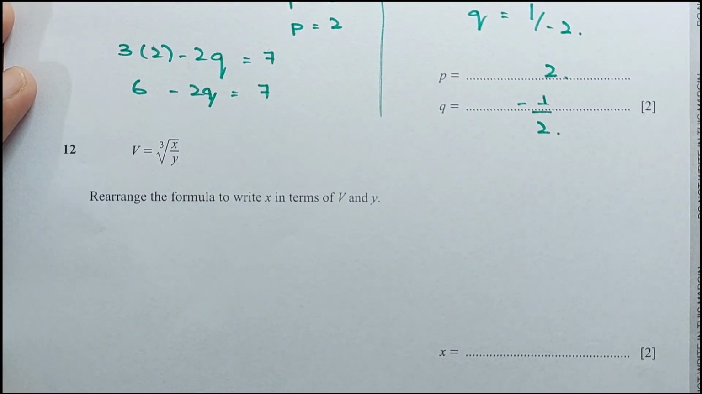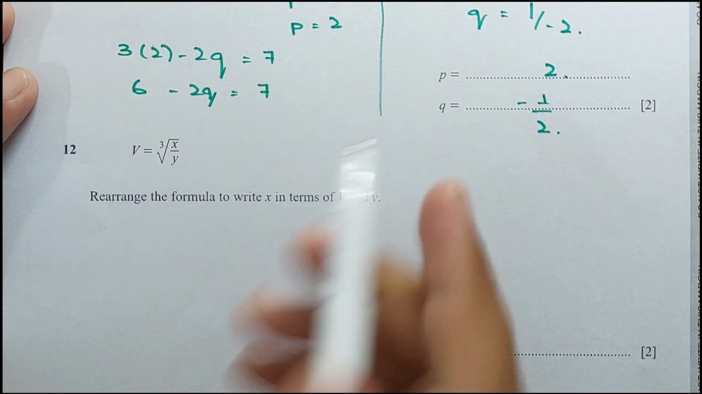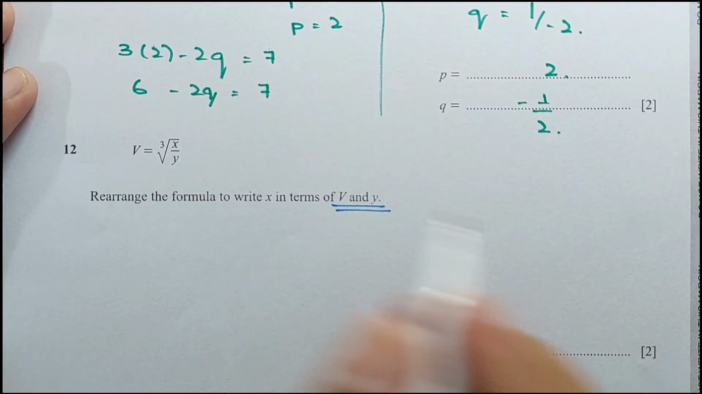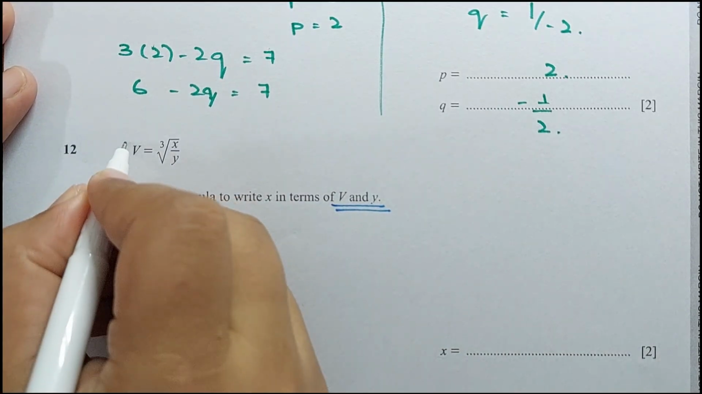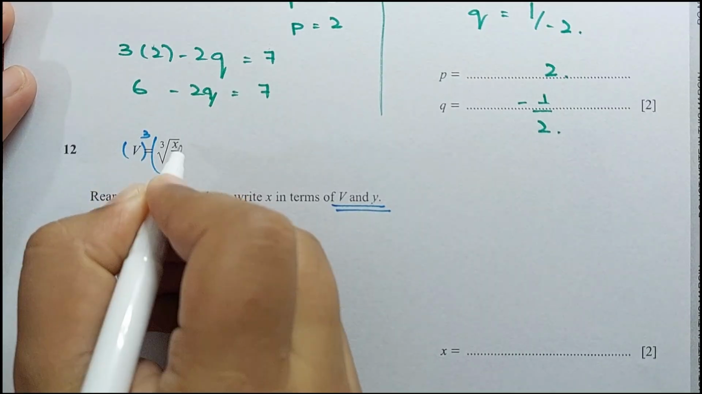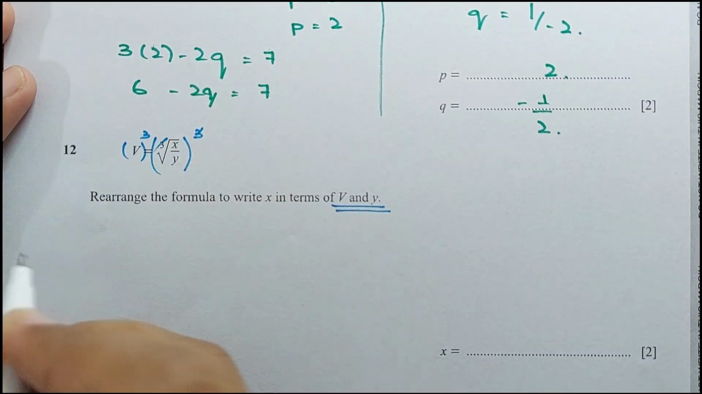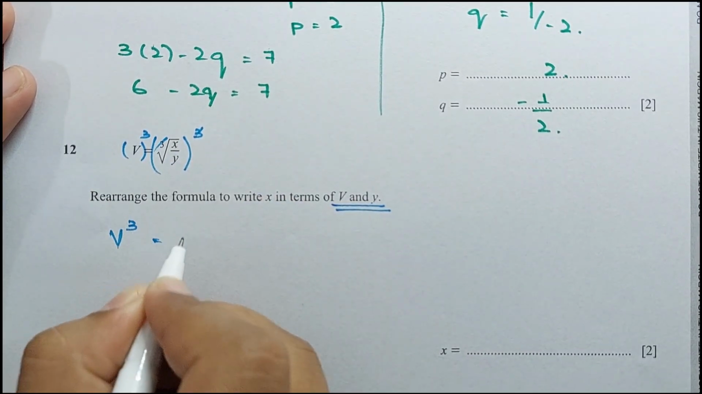Question number 12, rearrange the formula to write x in terms of v and y. Okay, so it is a cube root, taking cube on both sides. So v cubed equals x over y.